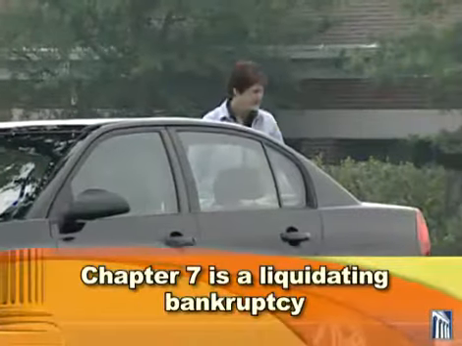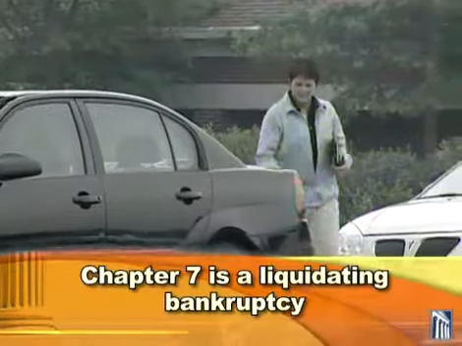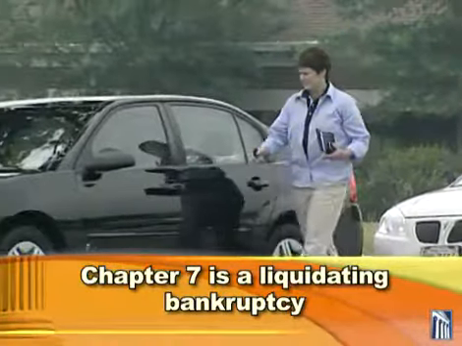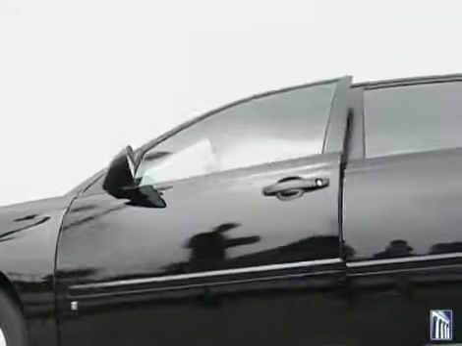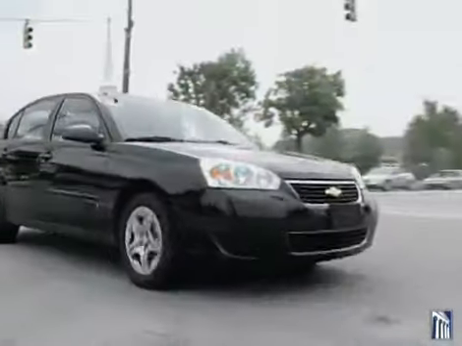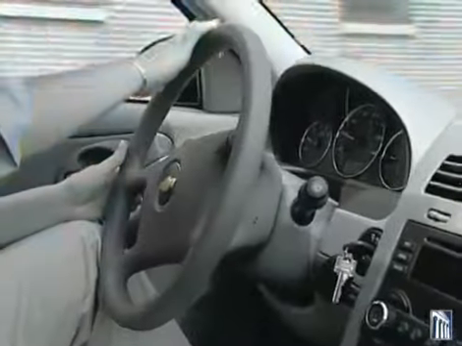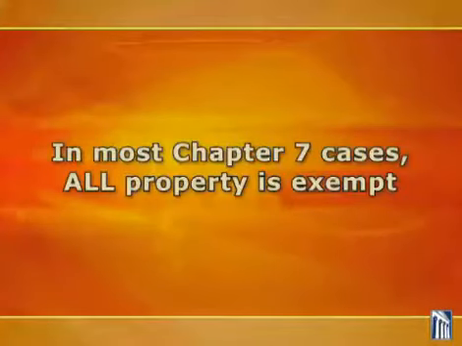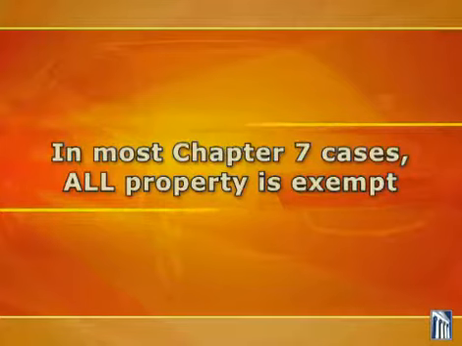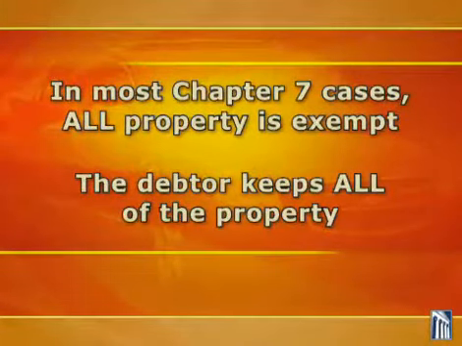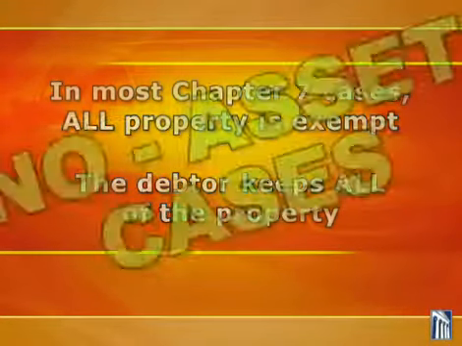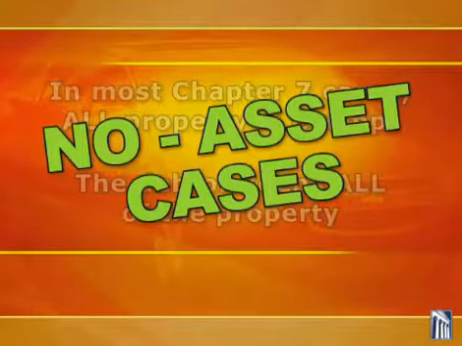A Chapter 7 is a liquidating bankruptcy. In return for having debts discharged, meaning the debtor is no longer legally obligated to pay them, the debtor must turn over certain property to the Chapter 7 bankruptcy trustee. The law allows the debtor to keep some property as exempt so the debtor can make a fresh start. In most Chapter 7 cases, all property is exempt, and so the debtor keeps all of the property. Those cases are sometimes called no-asset cases.